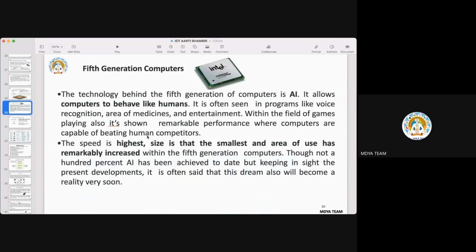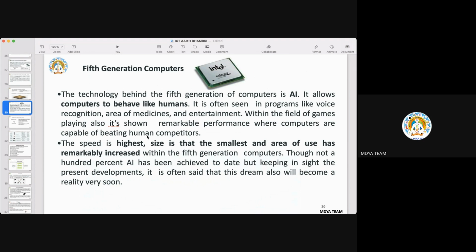And fifth generation, the technology behind the fifth generation, you can call the era of AI. It allows computers to behave like humans, or a machine having human characteristics. So it is often seen in programs like voice recognition, the area of medicine and entertainment. In every field, this AI is having impact. Within the field of games also, playing games, it has shown remarkable performance.